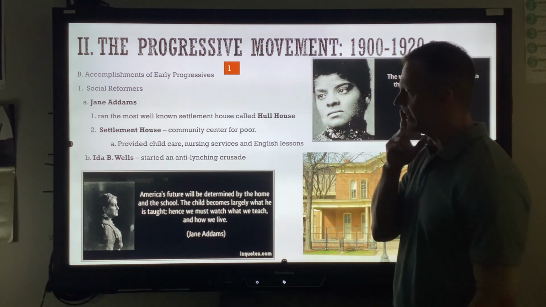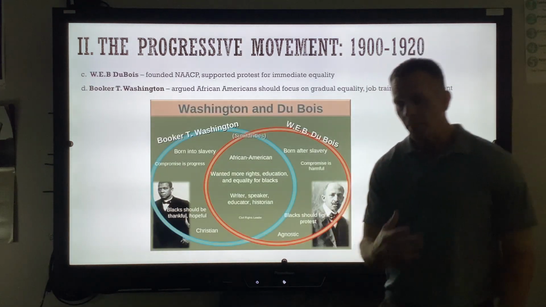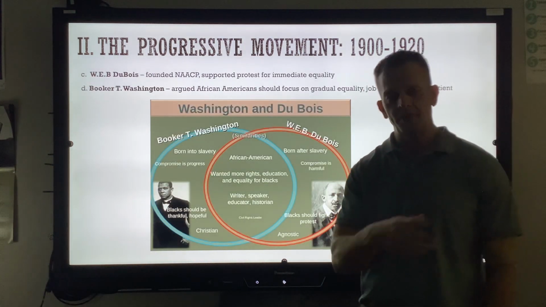Ida B. Wells, important that you know her for the STAAR test. She's been asked about a few times. Now we're talking about this idea of rights and equality, especially with Black people.